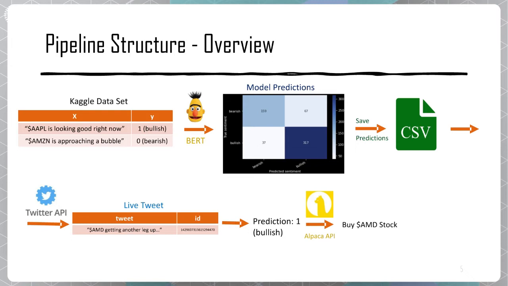Queries are then made to the Twitter API to pull live tweets relating to stocks, and the model makes a prediction for the sentiment of each tweet. Bullish tweets tally up in a way to trigger a purchase of a stock, and bearish tweets tally up in the opposite way to trigger a sell of a stock. And then this is all done using the Alpaca stock trading API.